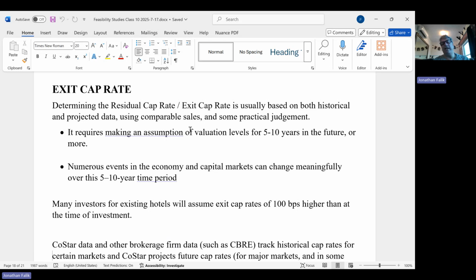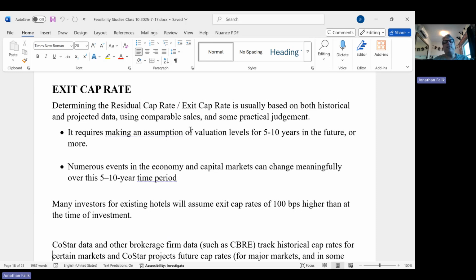And there's no right or wrong answer, right? If there was, no one would be doing feasibility analysis. We would just feed it into a computer, put a few assumptions in, and it would spit out, hey, this is a good deal, this is a bad deal. But there's a whole bunch of judgment that goes into this, and the judgment should be grounded in reality. So let's talk a little more about the exit cap rate.